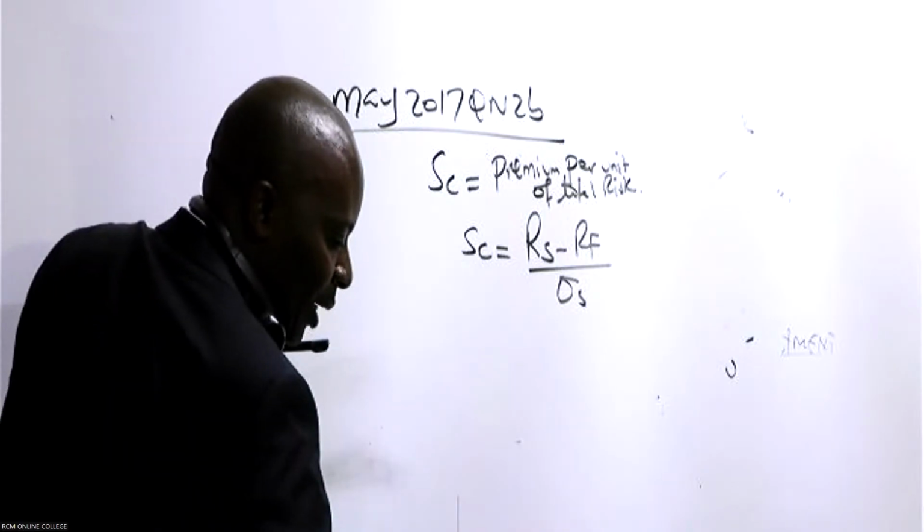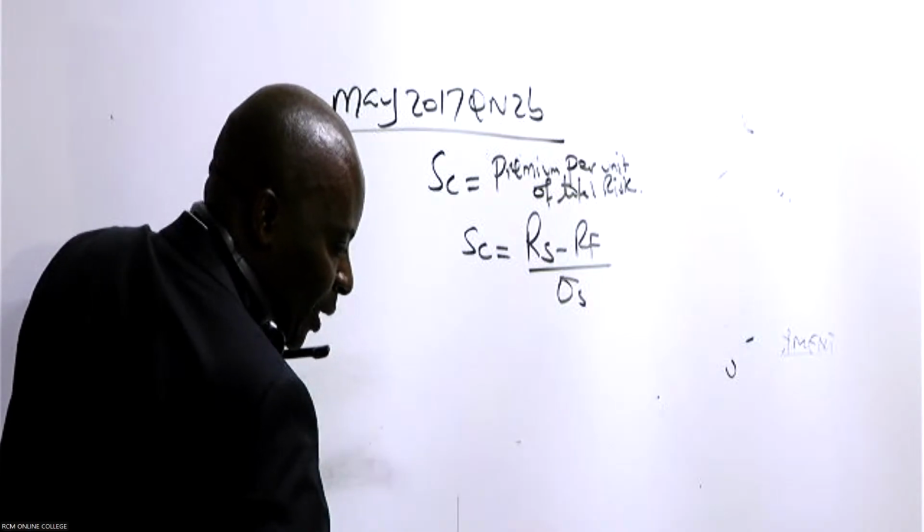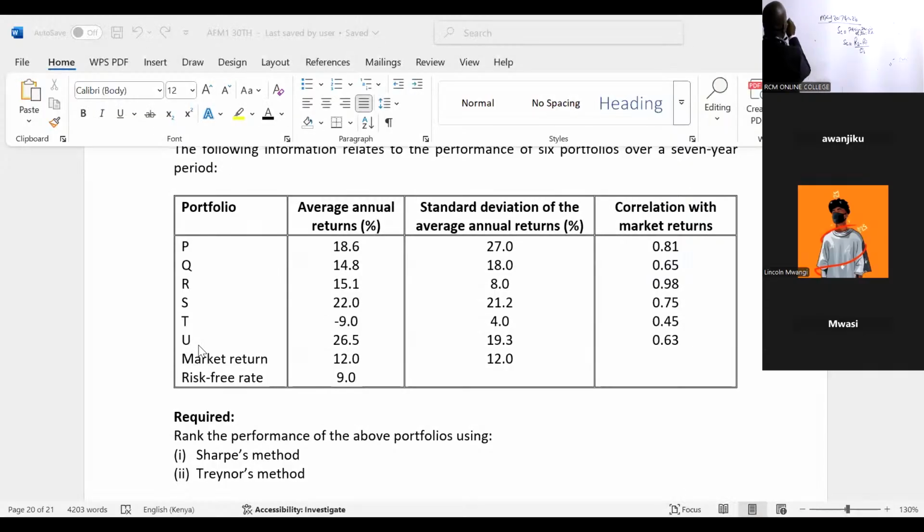The first one being P. This is May 2017, remember. So the first one is security P. Are we able to see the average returns of P? Yes, it's 18.0 here. Are you able to see the risk-free rate? It's given down there, 9, isn't it? Divide this by the standard deviation of P, 27. So this one here gave you what figure? 0.355.